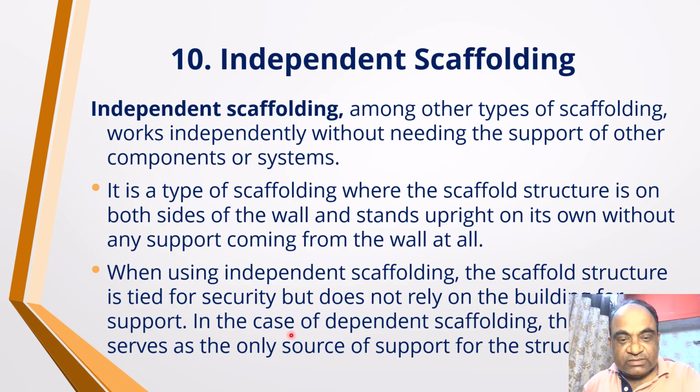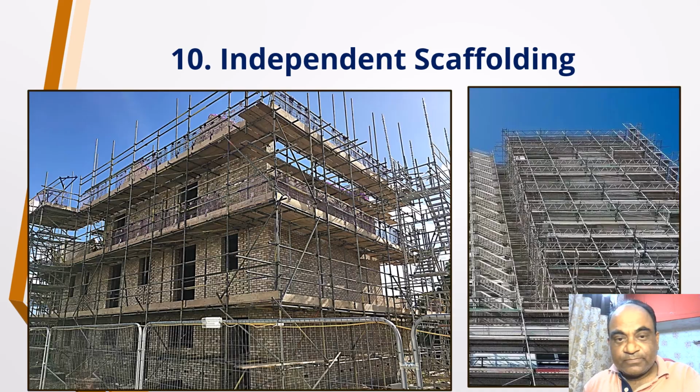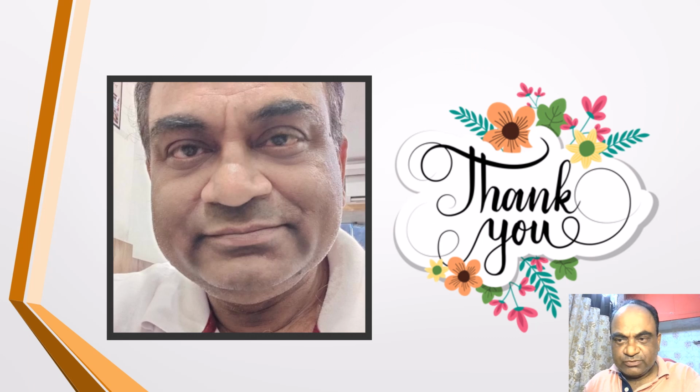And in this case, in the case of a dependent scaffolding, the building serves as the only source of the support for the structure of the scaffolding. So here are some independent type of the scaffold that does not take the support of the building. So that is the key point of the independent scaffolding. So these two pictures are showing you independent scaffolding.